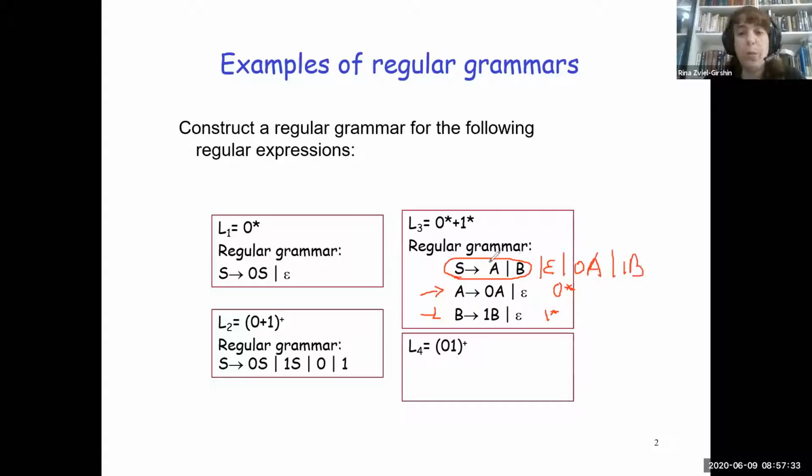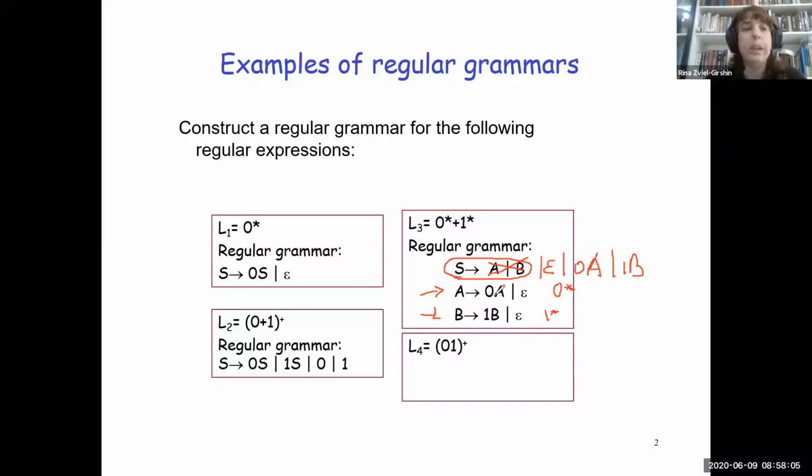So if I need to produce an empty word, I will produce it by myself. I will derive epsilon. If I need 0, I will choose 0A, and then A will produce epsilon. If I need one or two ones, I will move from S to 1B, then use 1B once again, and then use epsilon. Now, the rewritten grammar that we see here is a regular grammar.